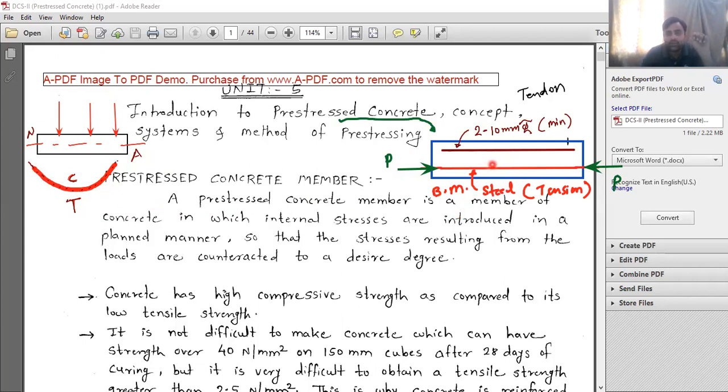So this will try to counteract the stresses which are developed due to the loading, and this type of structure and this type of member is called a prestressed concrete member. That is the difference between your normal beam and prestressed concrete beam, or normal member and prestressed member. So we introduce the stresses in a planned manner. That is the important point. Any other doubt? Is it clear? Roll number 56, is it clear?